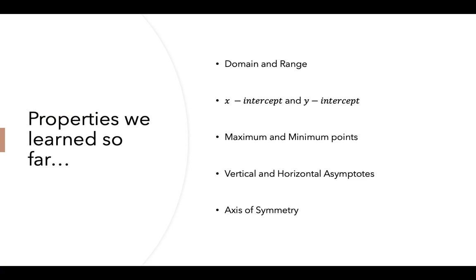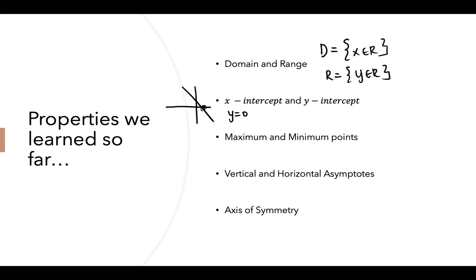So some of the properties that we know so far from grade 11 and from previous class are domain and range. Domain is a set of x values, and range is a set of y values. X-intercept happens when y is equal to 0. So for example, we have an x-intercept over here. And y-intercept happens when x is equal to 0. In this case, we have a y-intercept over here.